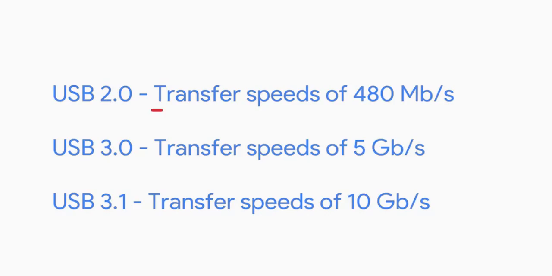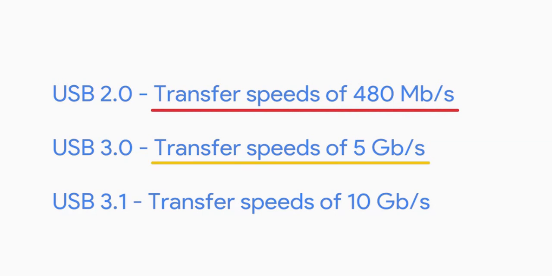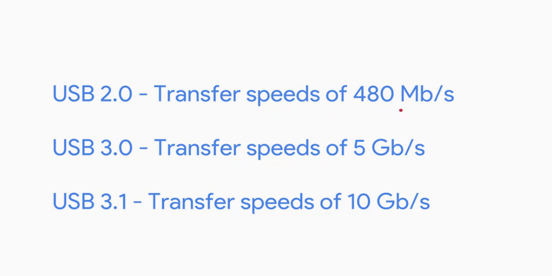USB 2.0 transfer speeds of 480 megabits per second. USB 3.0 transfer speeds of 5 gigabits per second. USB 3.1 transfer speeds of 10 gigabits per second. In the chart, let's pay attention to the details. Using capital M, lowercase b, /s, instead of using capital M, capital B to reference transfer speed.